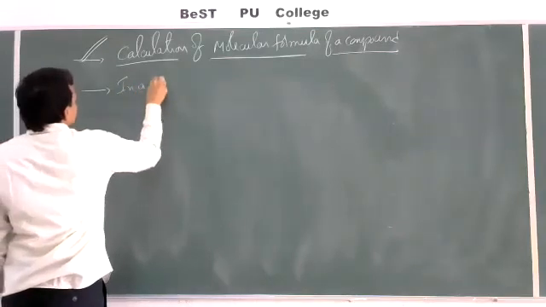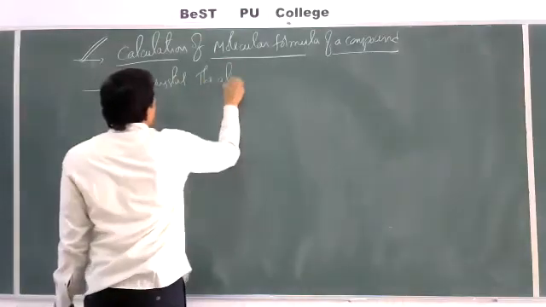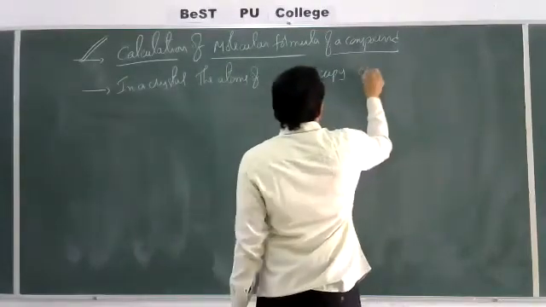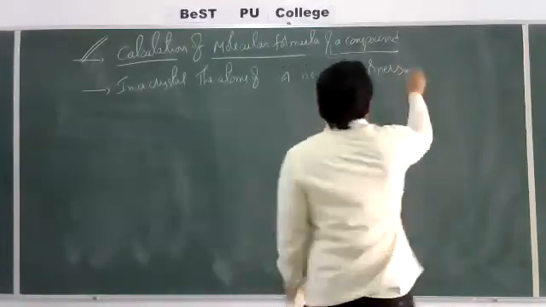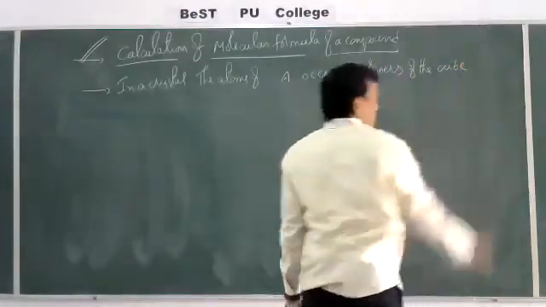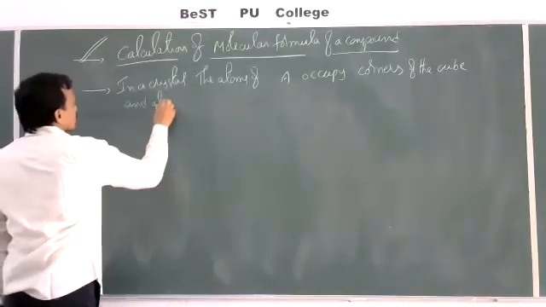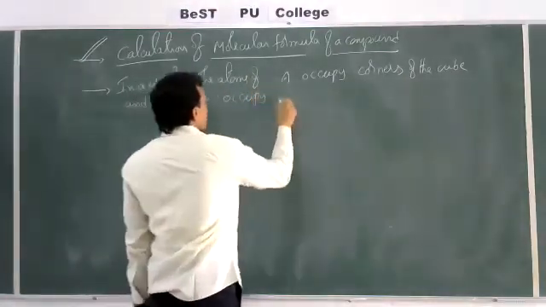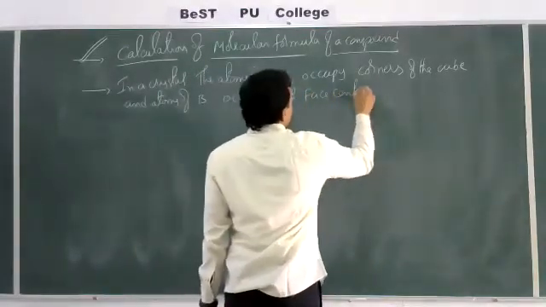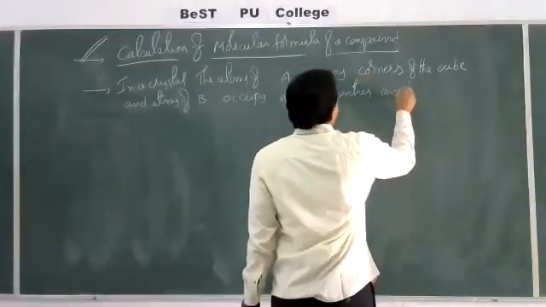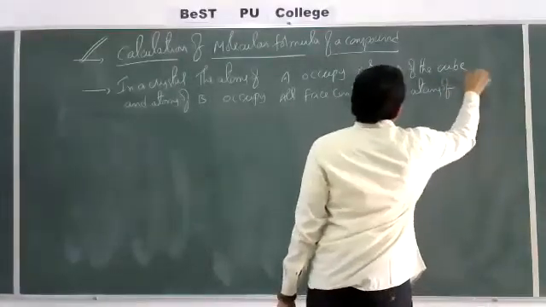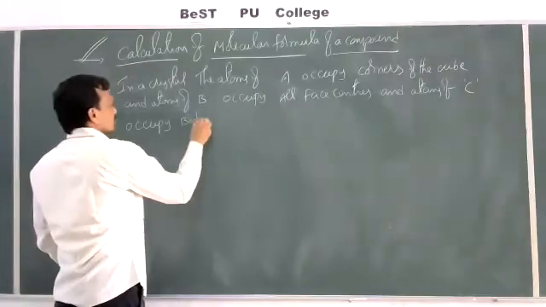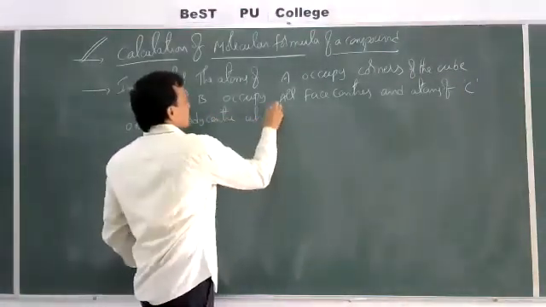In a crystal, the atoms of A occupy corners of the cube, and atoms of B occupy all face centers, and atoms of C occupy the body center. What is the molecular formula?